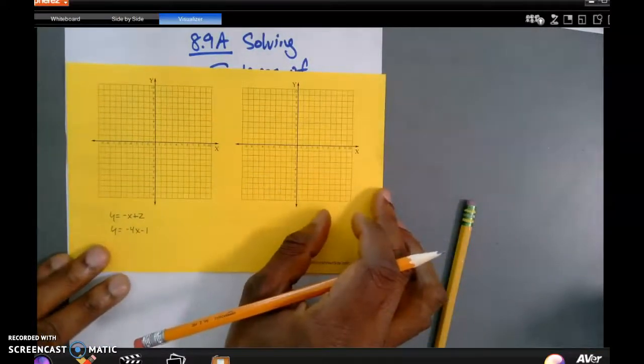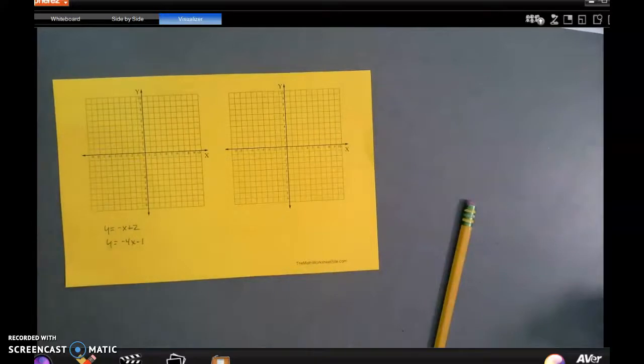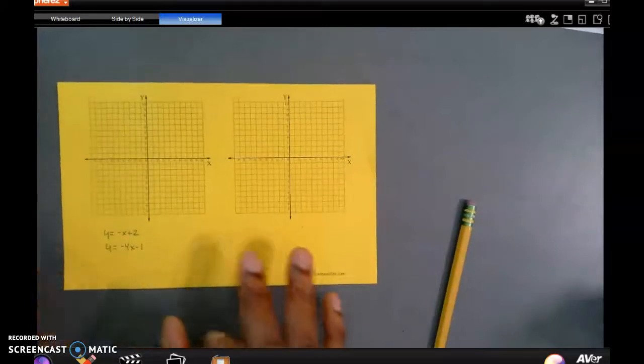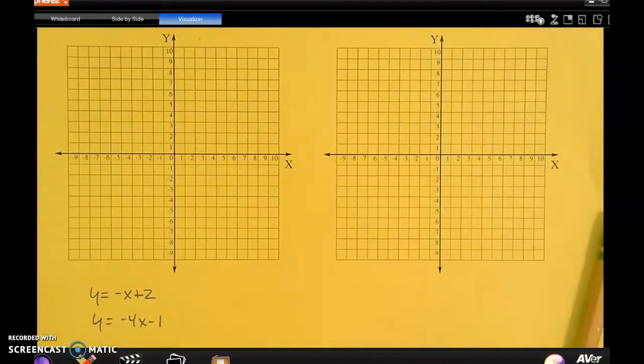Okay? So if we take a look here, we see in that example that y was equal to negative x plus 2, and then y was also equal to negative 4x minus 1. So when I graph both of these, I'm trying to see where my point of intersection is, because my point of intersection, as we know, is going to be the solution. So first things first, how do I know where to start?